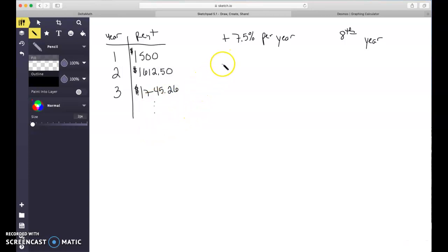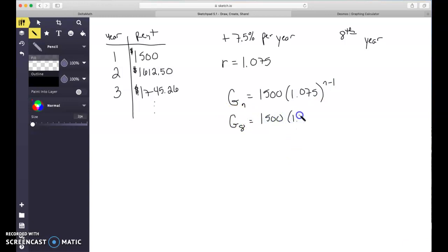Or we could recognize our pattern here, and that the number that we're multiplying by each time is 1.075. So if we're writing a geometric sequence, G sub n equals our first term times our common ratio, 1.075, raised to the n minus 1. They want us to find the 8th term, so we're going to do 1,500 times 1.075 raised to the 8 minus 1. And we're going to follow order of operations to simplify that.